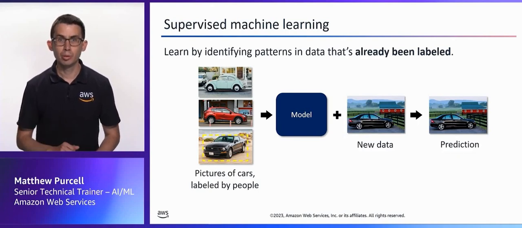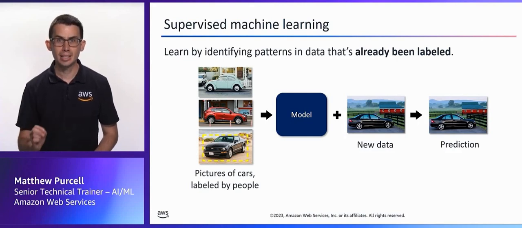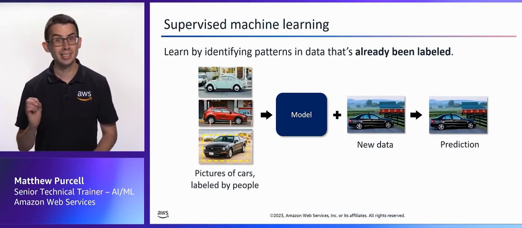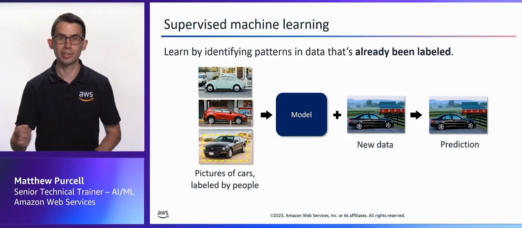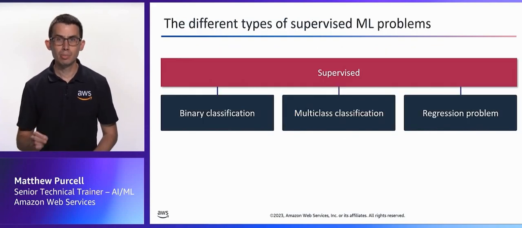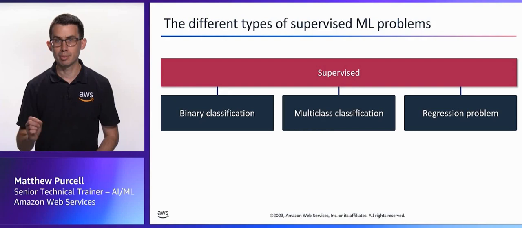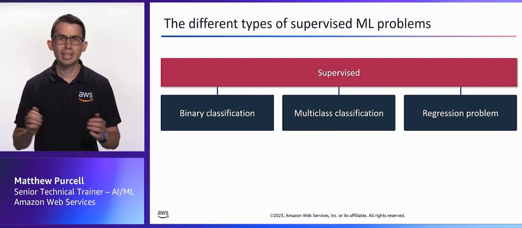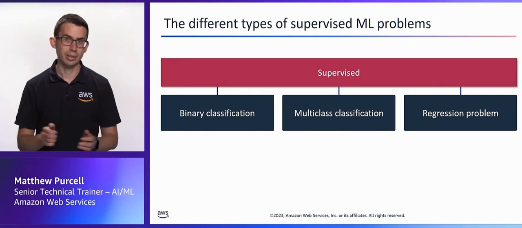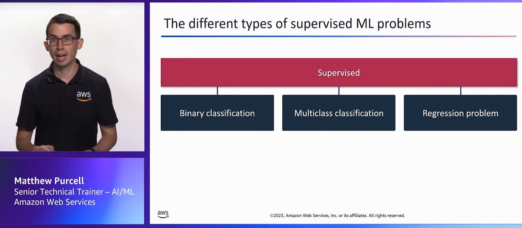In this example, we have some pictures and they are labeled as cars. The model is trained on this labeled data so that it can accurately identify whether a new picture it hasn't seen before is a car or not. Within supervised learning, there are different types of problems which can be addressed. These can be broadly categorized into 2 categories: classification and regression.